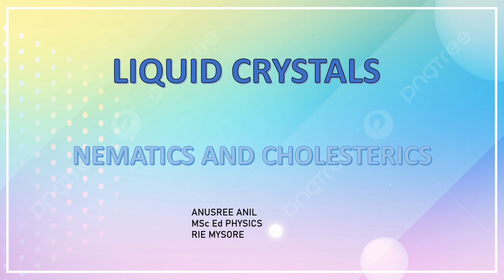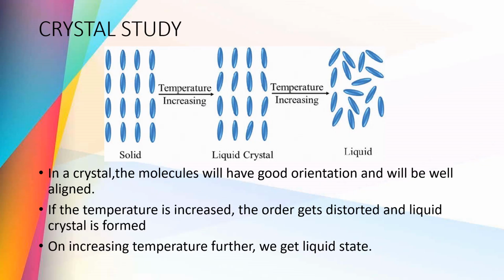We are going to have a general idea about liquid crystal and we will discuss certain properties of nematics and cholesterics. The word liquid crystal consists of two parts, liquid and crystal. Liquid means it's in the form of a fluid and crystal means it has certain characteristics such as sharp melting point, sharp boiling point, layer structure, etc.